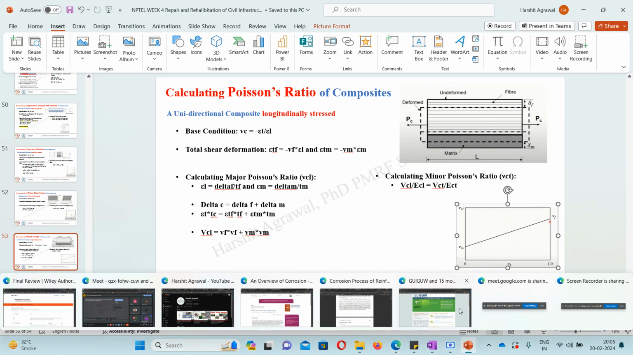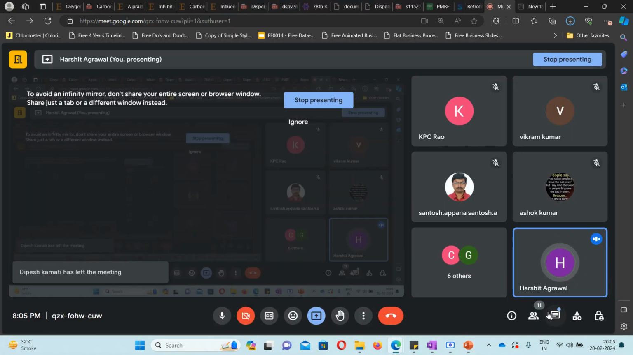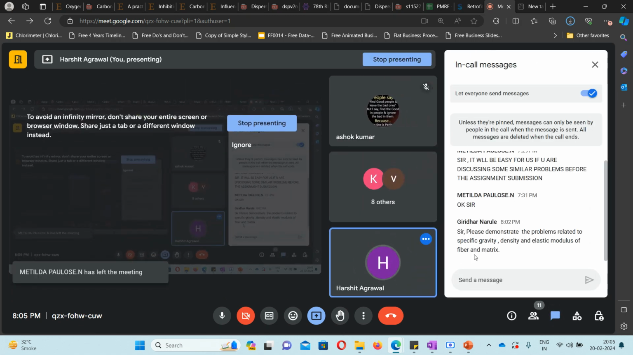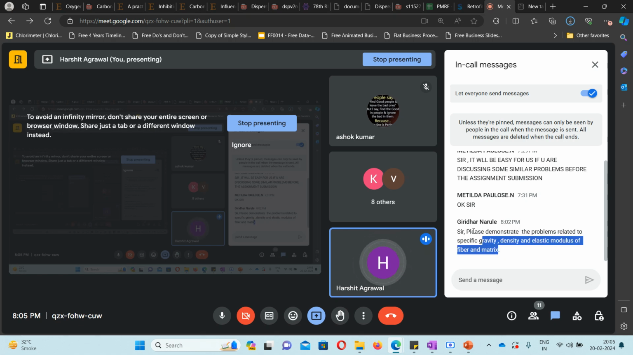Okay, any doubt in this part? Try to revisit the lecture recording and the session, you will get a better clarity on this. Please demonstrate the problem related to specific gravity, density, and elastic. That we will do. Now it is 8:05, 2 hours are complete. Else I would have shown you one numerical. I had a numerical prepared, but since we are out of time, in the next session we will start with that only. I will tell you how to read the critical values from the question and how to think ahead, how to solve the question.